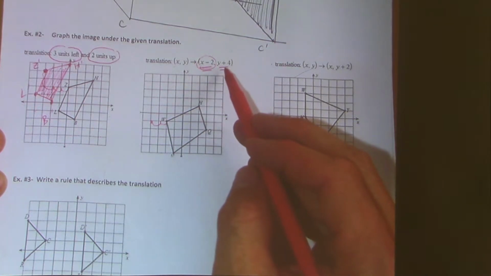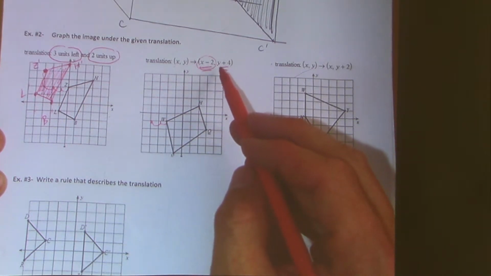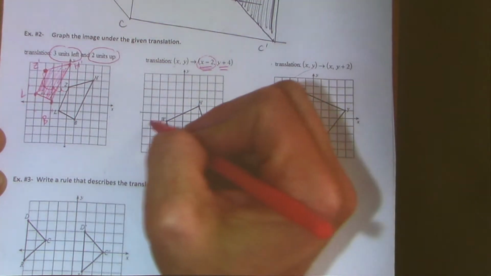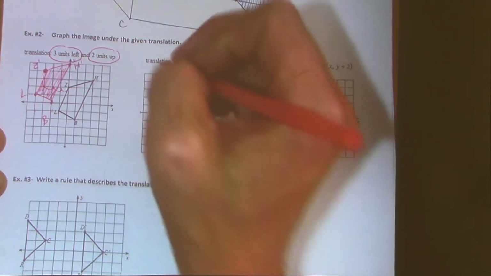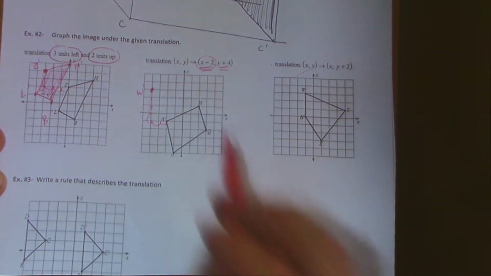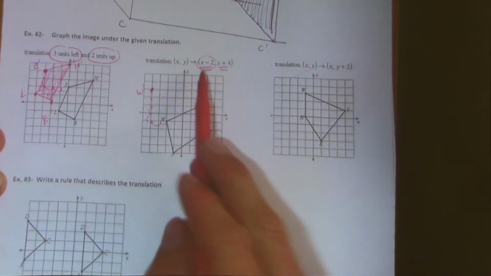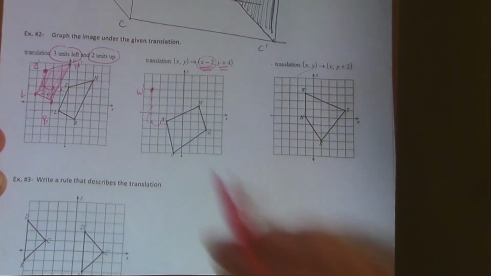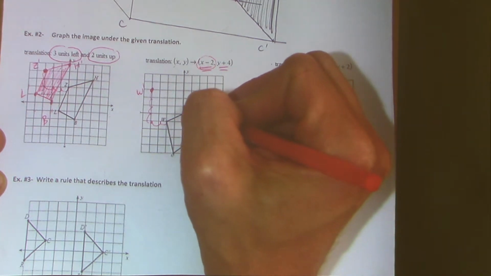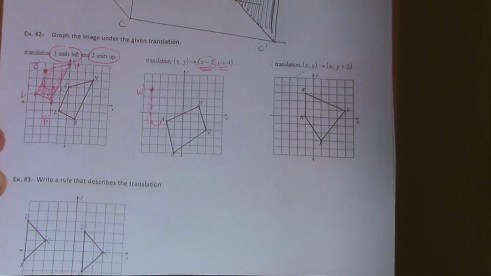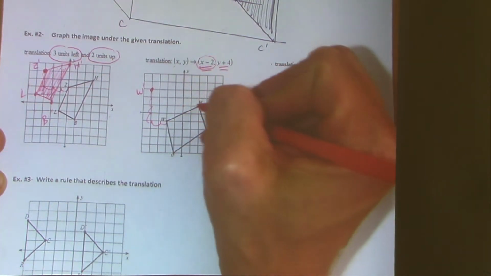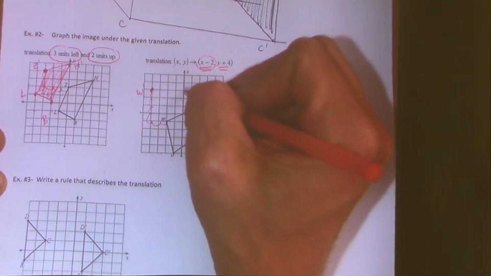Now, the number that goes with the y value, y plus 4, tells us how far up or down to move. A plus is a positive direction, so now we would move 4 up. 1, 2, 3, 4. And this is where W prime goes. So once again, whatever number is with your x coordinate, that's how far left or right you move. A minus number is a left direction, so 1, 2 left. Whatever number is with the y value is the upward or downward motion. Plus 4 is positive. So again, 2 left, 1, 2, 3, 4 up.